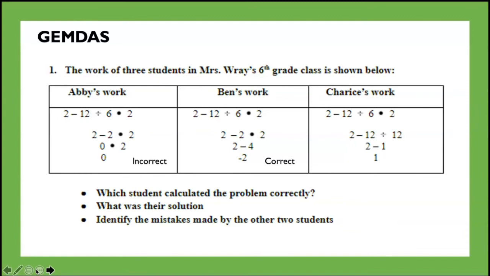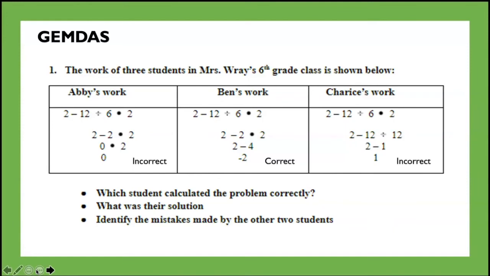So therefore, in this case, we probably already know that is incorrect, but we're going to go ahead with the problem. Because we don't even have to go ahead, because once you do the step incorrectly, your answer may be wrong. So if we go down, she has an answer of 1, but because she did multiplication first, that answer is incorrect. So which student calculated the problem correctly? We have Ben. Yay for Ben.